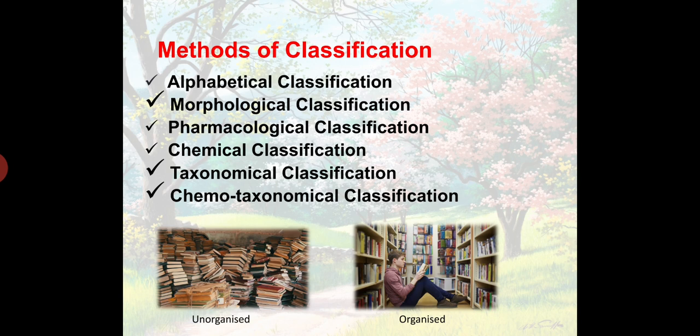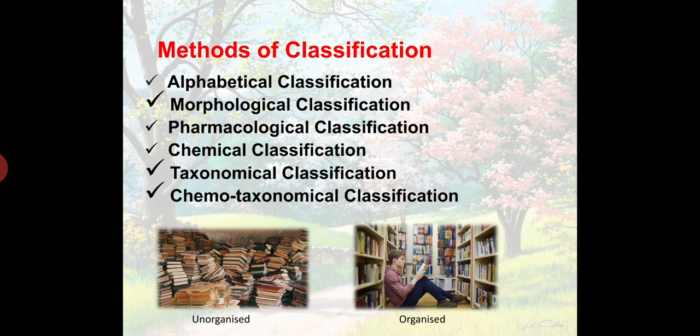These are some crude drug classification methods. First one is alphabetical classification, then morphological classification, pharmacological, chemical, taxonomical, and chemotaxonomical classification. Further, we will discuss them in detail, but before that, we should know why there is a need to classify crude drugs.